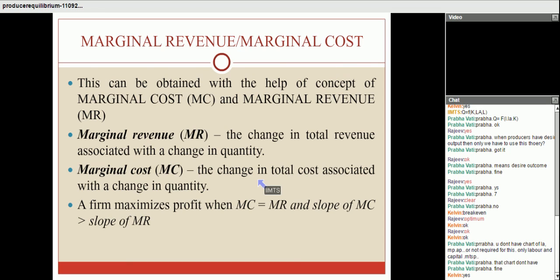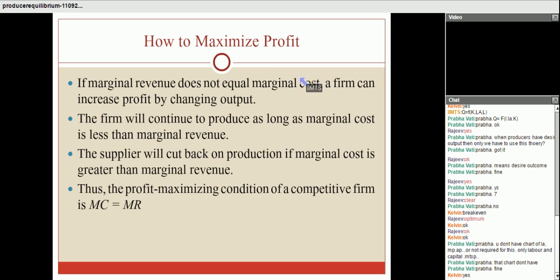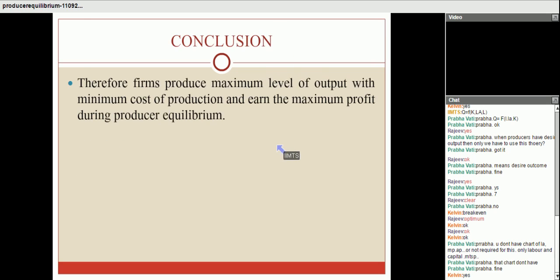Now this is the marginal revenue and marginal cost approach for the calculation of producer's equilibrium, but I won't be doing that because you'll get a little confused.